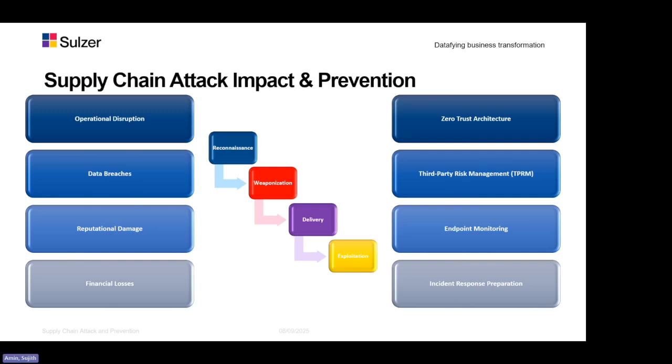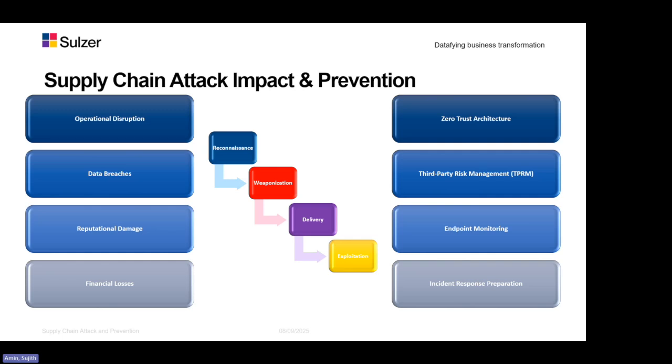Now we can discuss the prevention measures we can use to prevent supply chain attacks. The first one is zero trust architecture. In this, the organization can restrict access to critical systems, ensure continual verification, and also enforce the least privilege principle across the supply chain. The organization can provide least privilege access to users and also restrict access to critical systems.